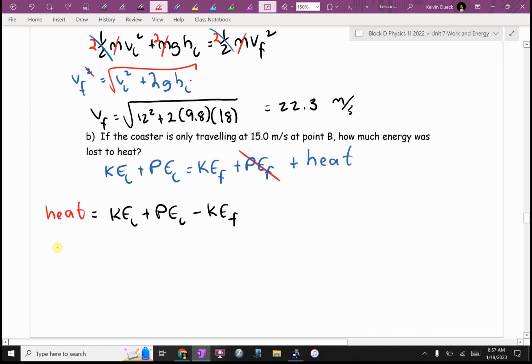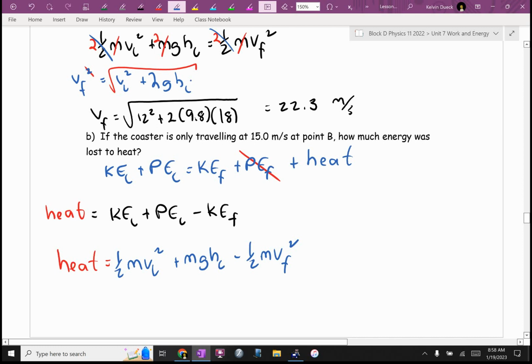Well, we've done the hard work. What's kinetic energy? A half mv squared. So it's going to be a half m v initial squared, and then m g h initial minus a half m v final squared. Yes? Oh, Noor, is there an m in this last term? Middle term? First term? Is there an m in the heat?